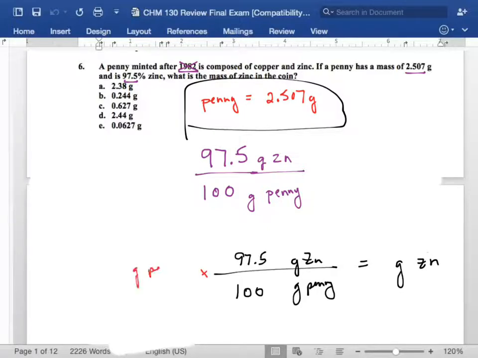I need grams of penny in the numerator in front. Okay. Do I know just grams of penny? Yeah, what do I know grams of penny is? 2.507. What's in the denominator? 1. If it's a number other than 1, it's not 2.507. If it's a unit other than no unit, it's not grams of penny. So what do I do? 2.507 times 97.5 divided by 100. There's my answer.